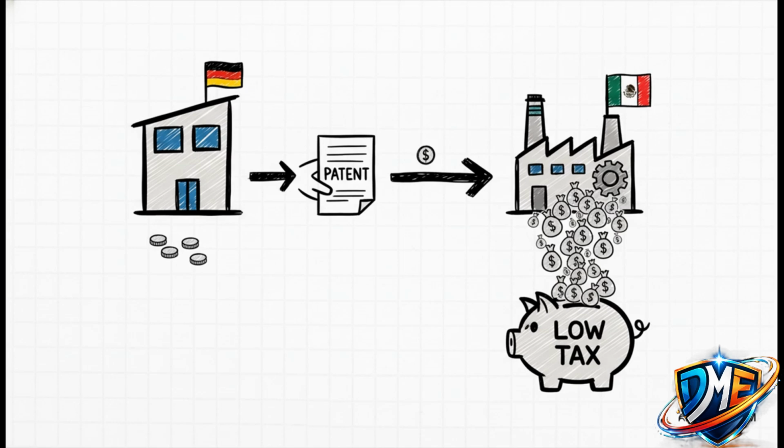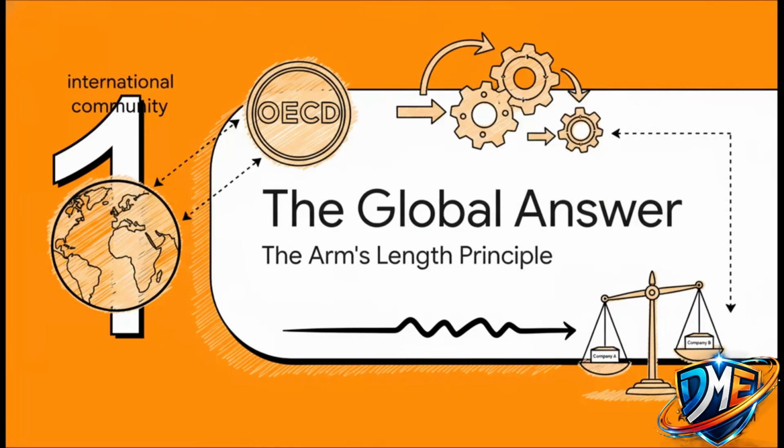What if that German design company sells its super valuable patents to its own factory in Mexico for like a family discount of $1? All of a sudden, all the profit gets artificially moved to Mexico, which maybe has lower taxes, and Germany completely loses out on that tax revenue. This is the exact problem that needed a global solution. So how did the world solve this massive puzzle?